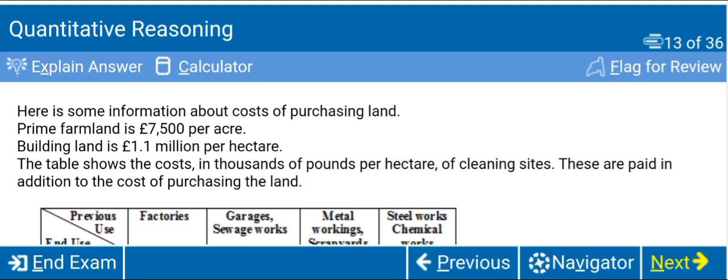Next question. Here is some information about the cost of purchasing land. Prime farmland is 7,500 pounds per acre. Building land is 1.1 million pounds per hectare. The table shows the costs in thousands of pounds per hectare of cleaning sites. These are paid in addition to the cost of purchasing the land.